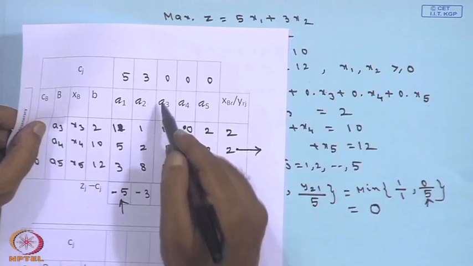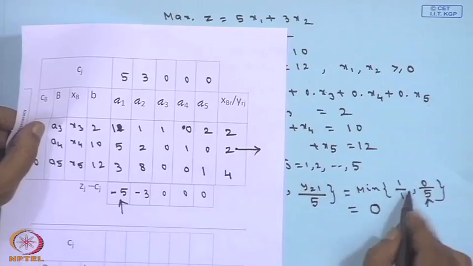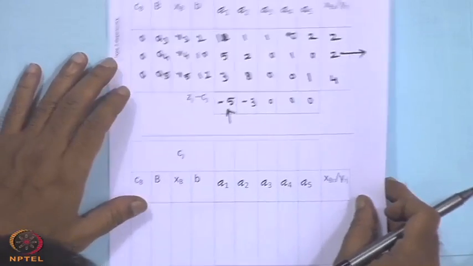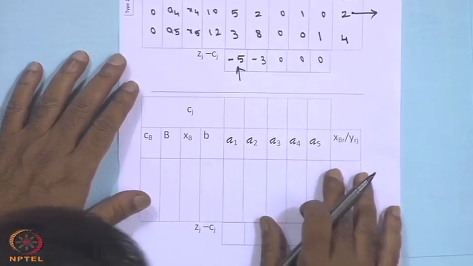A 1 is what? Old a 3. So, take the coefficients for old a 3. So, 1 and 0 has been taken. So, this is the departing vector. Like this way you have to break the degeneracy. So, once I have done this, let us see what happens to the next one.